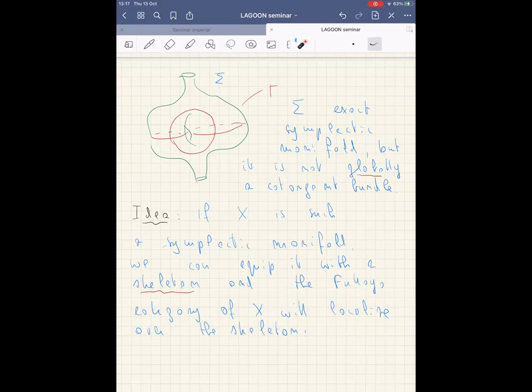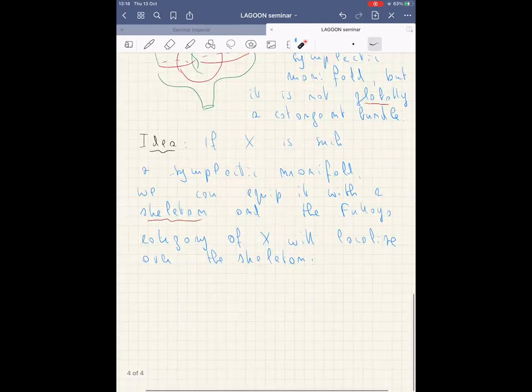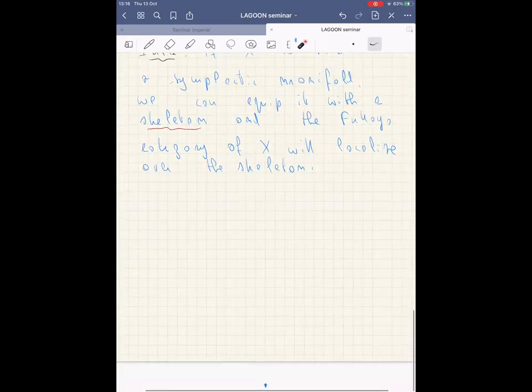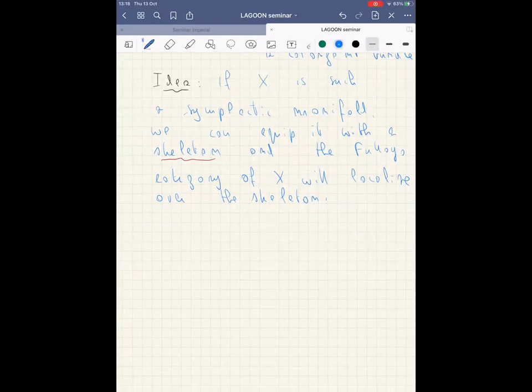So we were saying the skeleton is a Lagrangian deformation retract. So for our purposes, this is enough. So it's something like a gamma that sits inside sigma as a Lagrangian. In this case, for dimensional reasons, any curve is Lagrangian. But furthermore, gamma is a deformation retract of sigma. So anyways, that's what skeletons are. What does it mean that the Fukaya category will localize over the skeleton? It means the following.